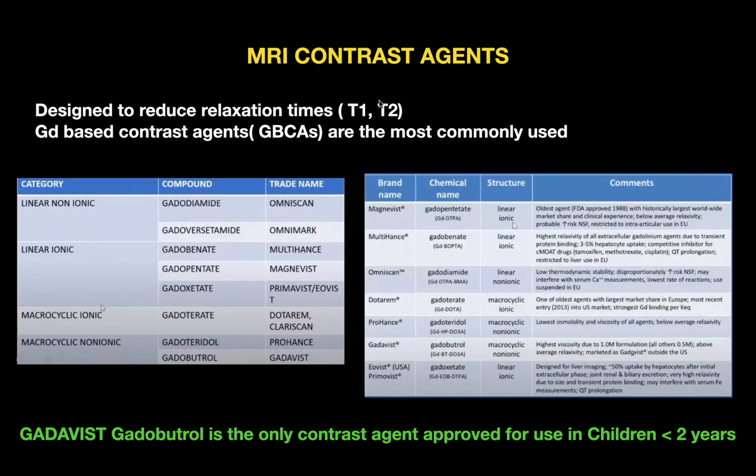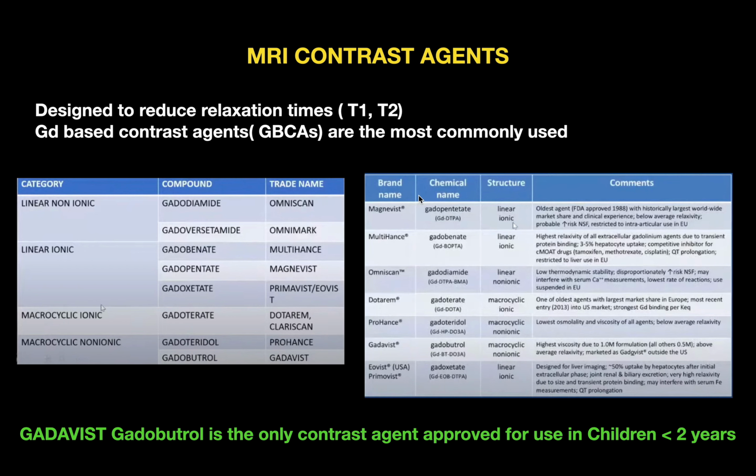Enhancement of the images, the contrast between the normal and the diseased tissue, increases the diagnostic accuracy. So here we have different categories of MRI agents, and gadobutrol contrast agents are most commonly used. The categories are linear non-ionic, linear ionic, macrocyclic ionic, and macrocyclic non-ionic. So gadobutrol is in the macrocyclic non-ionic category.